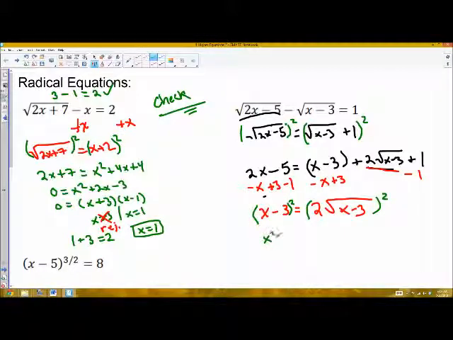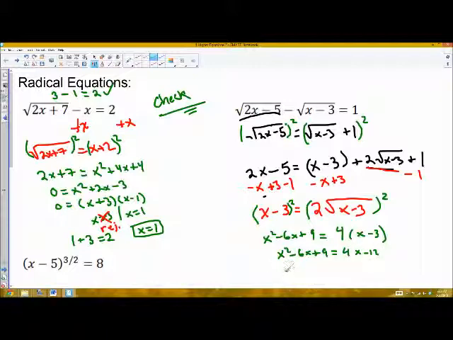I end up with x squared minus 6x plus 9 is equal to, I have to distribute this exponent, so 2 squared is 4, and the square root of x minus 3 squared is just x minus 3. So what I end up with here is x squared minus 6x plus 9 is equal to, distribute by 4, 4x minus 12.